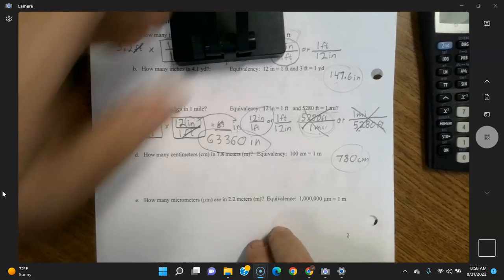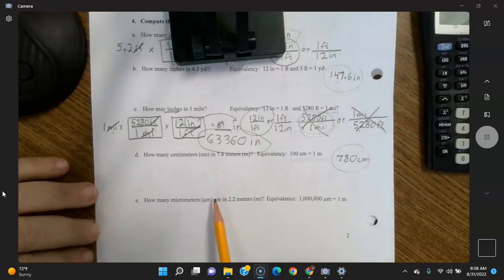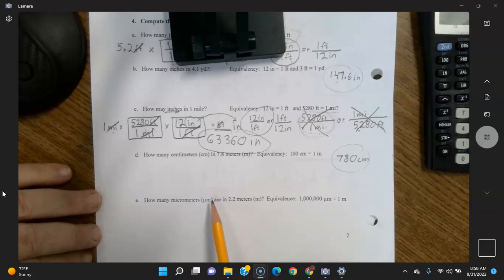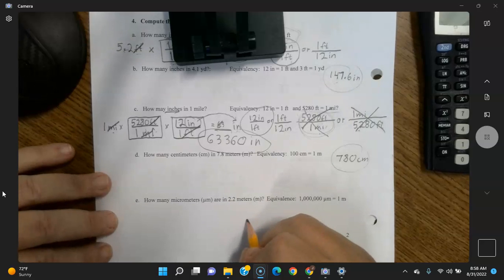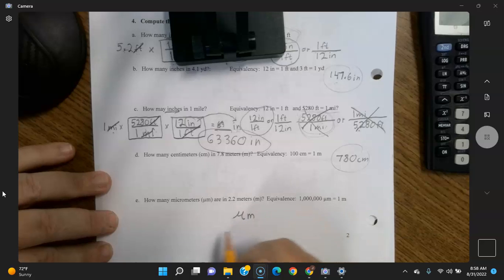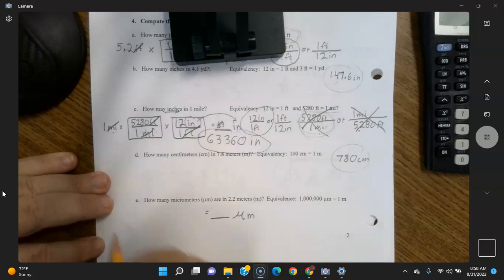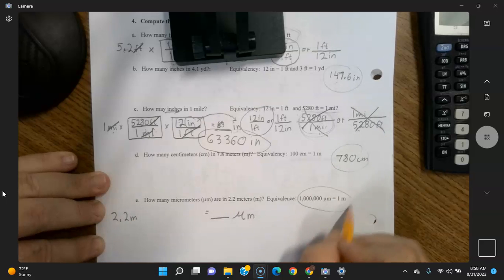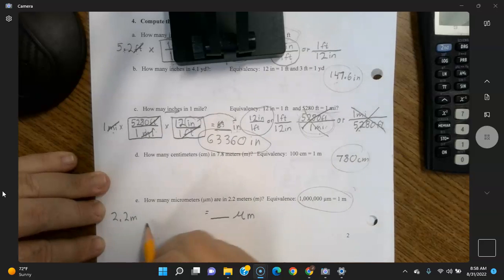Let's do E together. Okay, so it's dealing with how many micrometers. That's 1/1,000,000th of a meter. All right, so there's 1,000,000 micrometers in 1 meter. How many are in 2.2 meters? So it's asking you for a final answer in micrometers. That's the Greek letter mu. And that's what we want to get to. And we're going to start off with 2.2 meters way over here. And there's only one conversion factor equivalency, so you're only going to need one conversion here to get from meters to micrometers.